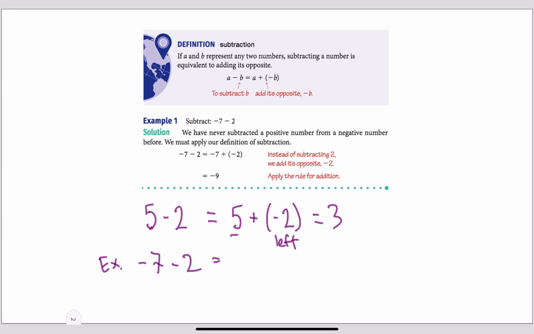And so one way we can think about this is negative 7 plus negative 2. So instead of subtracting 2, I can add a negative 2. So it's the same thing. I can add the opposite. So negative 7 plus negative 2. So I'm taking a negative and then I'm adding more negative. So I'm going further and further into debt.